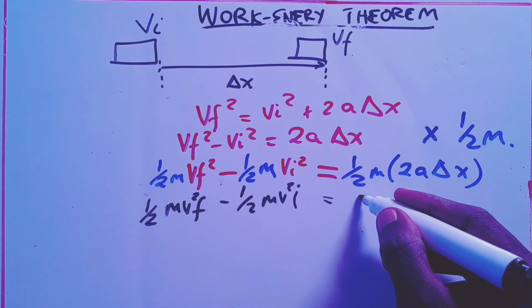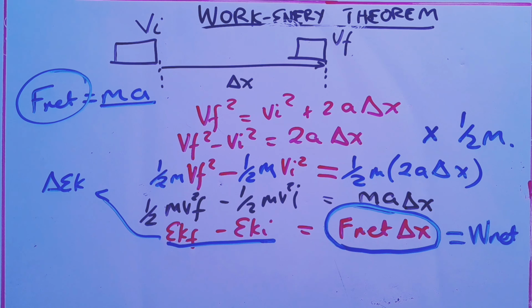So having replaced that, here we know that half mv squared final is equal to Ek final minus Ek initial, which will be equal to, and here we said we can replace this by F net. But from the previous session, we explained that F net times displacement is the same as saying work net. So now this side, Ek final minus Ek initial, we know that this is the same as the change in Ek.